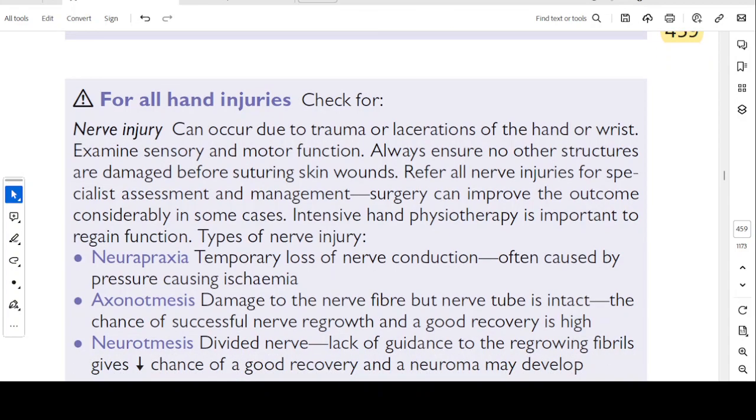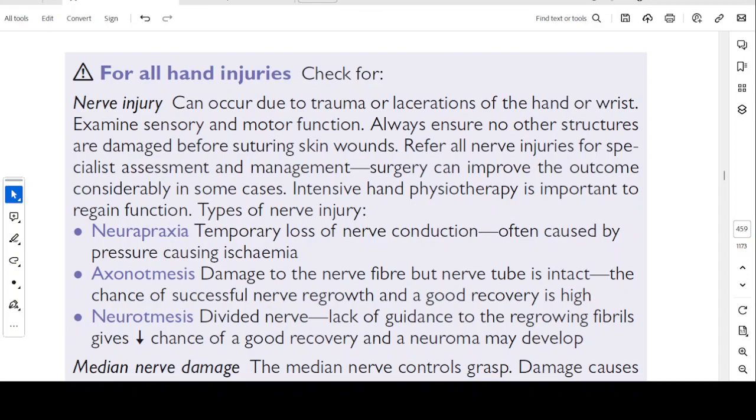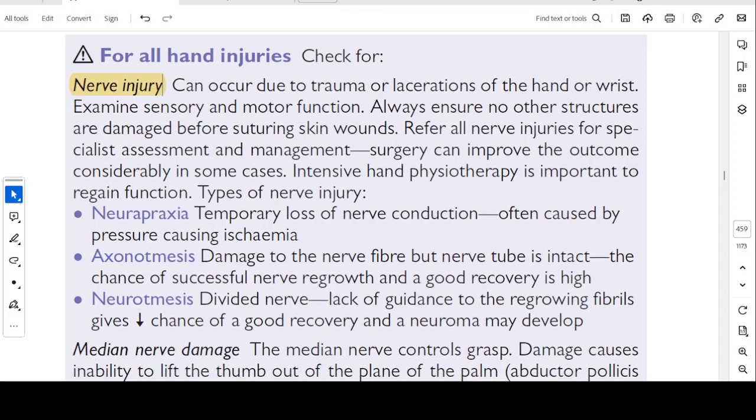Let's start reading. For all hand injuries, check if there is any nerve injury. Nerve injury can occur due to trauma or lacerations of the hand or wrist. Examine the sensory and motor function. Always ensure no other structures are damaged before suturing the skin wounds. Refer all nerve injuries for specialist assessment and management. Surgery can improve the outcome considerably in some cases. Intensive hand physiotherapy is important to regain function.